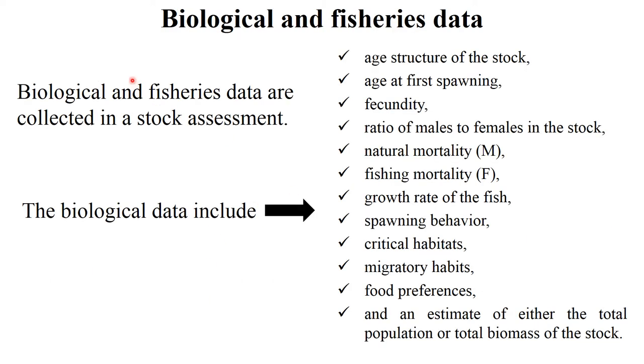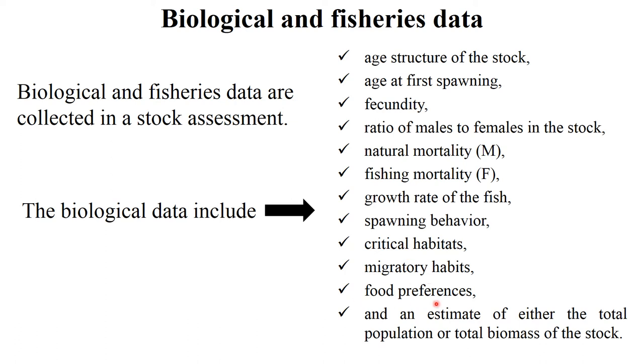Now let's look at what kinds of biological or fisheries data we collect for the stock assessment. First, the biological data. Biological data includes the age structure of the stock, and age at first spawning, meaning the age at which the fish mature to give birth to young ones and to lay their eggs. It also includes fecundity, the male-female ratio, the natural and fishing mortalities, and the growth rate. These are the biological data, along with the spawning behavior, critical habitat, meaning where they are living, and the migratory habits of the fish.